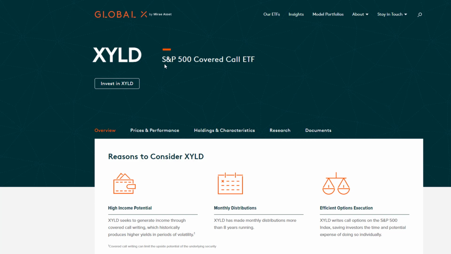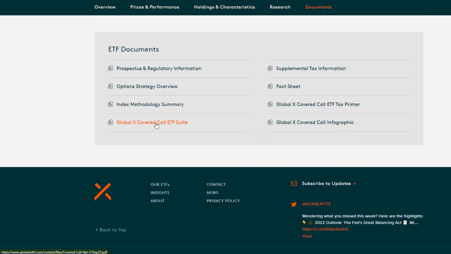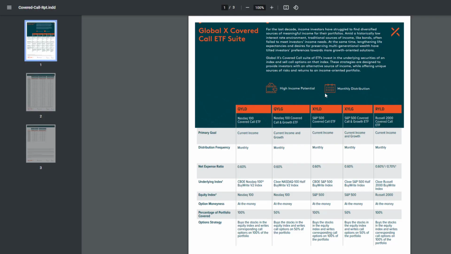XYLD, they write covered call options on the S&P 500, but I wanted to go down into the document section here and show you their covered call ETF suite. So here are all their covered call and growth ETFs, and currently in December 2021, they have 5 of them. So they have a QYLD and a QYLG. They both cover the NASDAQ 100.